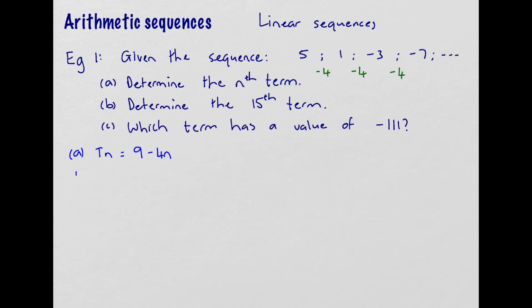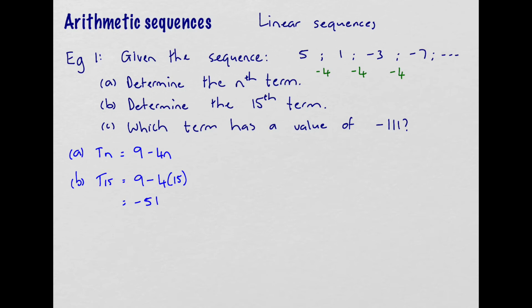Alright, question B. They ask us to determine the 15th term. That is when they've given us the position, so they've given us n, and we now need to work out the value of the 15th term. So therefore the 15th term, Tn, is equal to 9 minus 4 times 15. And then you just put that on your calculator to get -51.